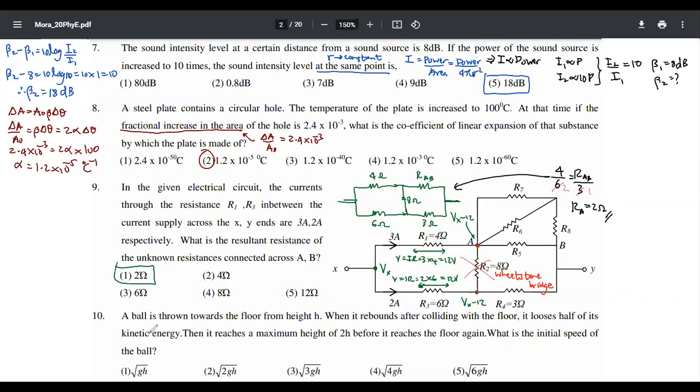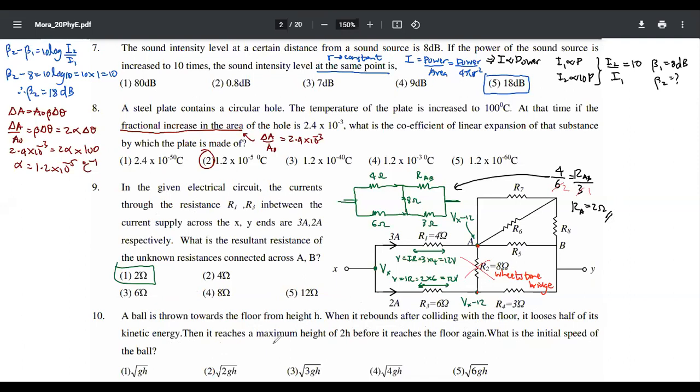Good. 10th one. The ball is thrown towards the floor from height h. When it rebounds after colliding with the floor, it loses half of its kinetic energy. Then it reaches a maximum height of 2h before it reaches the floor again. What is the initial speed of the ball?